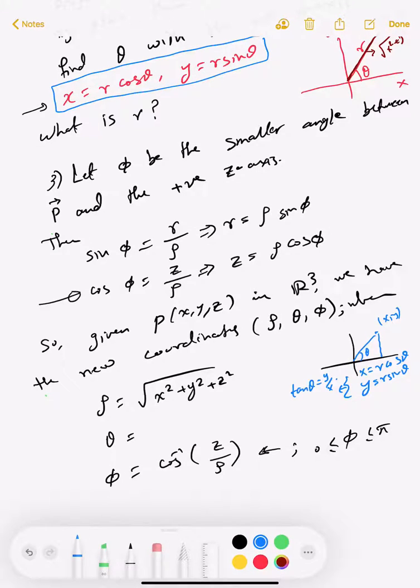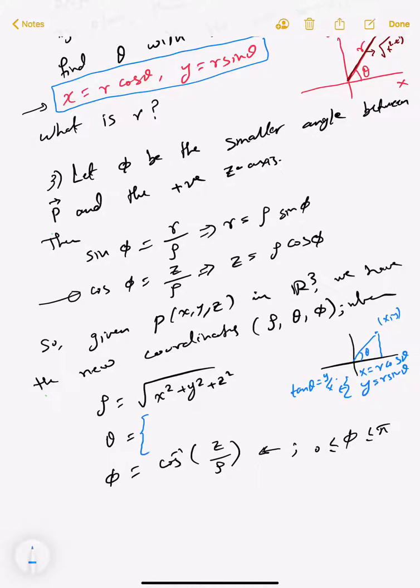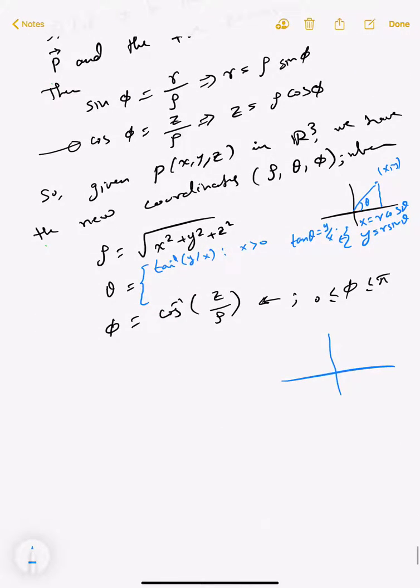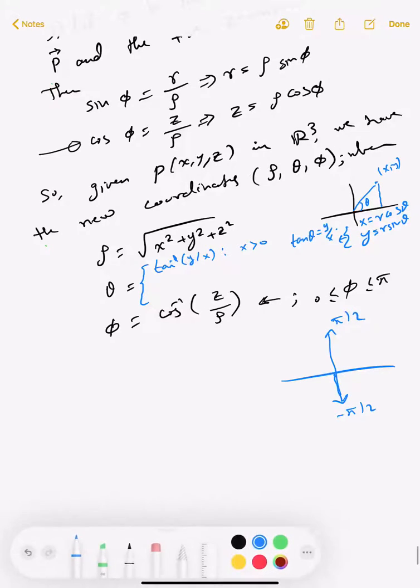So what is the exact formula for theta? It is tan inverse y over x if x is positive. And please remember, why is this restriction? Because the tan inverse gives you values only from negative pi over 2 to pi over 2. This is here the negative pi over 2, this is the pi over 2, which means you are covering this region.